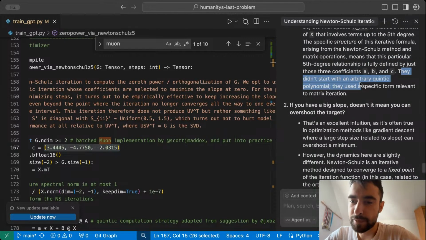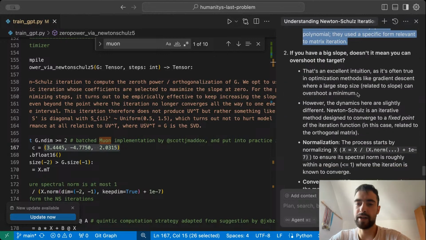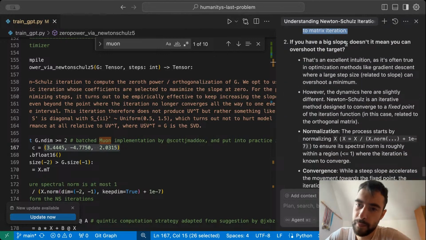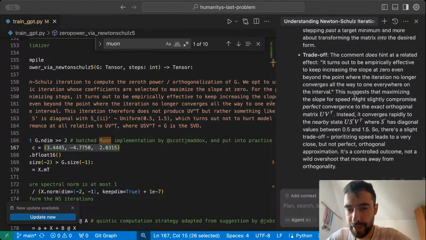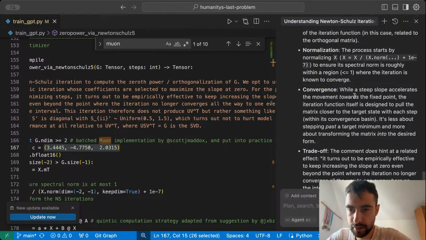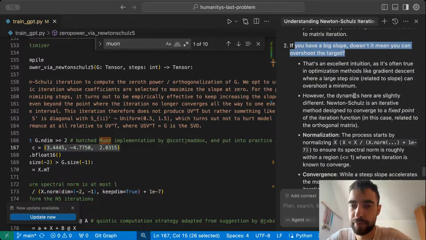They didn't start with an arbitrary quintic polynomial. They use specific ones. Okay. If you have a big slope, doesn't it mean you can overshoot the target? So I'm guessing it will say that it needs to just get there approximately.